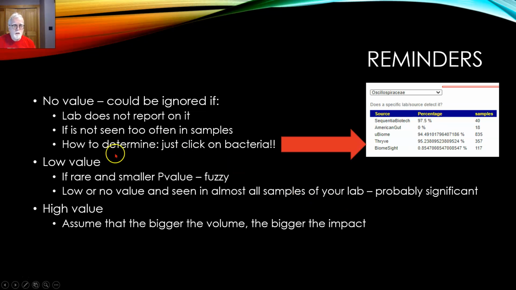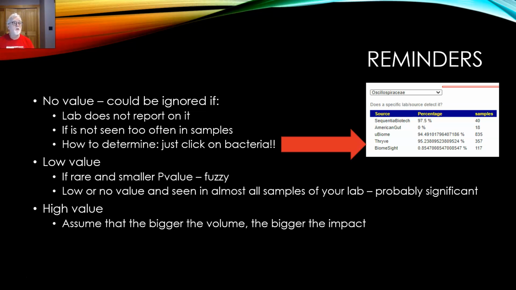If you want to determine this, again, it's easy. Just click on the bacteria name and it will take you to the page that will give you all of this information. If it's a low value, it's rare, and small p-value, then it becomes really fuzzy. Remember the p-value, usually it's with some long number with an E, with a number there. If there's no E, it is definitely a low value and probably can be ignored. The bigger the E value, the more significant it is. But if it's rare, it becomes hard to say, is this just noise or is this a significant factor contributing? We don't know using this type of analysis.